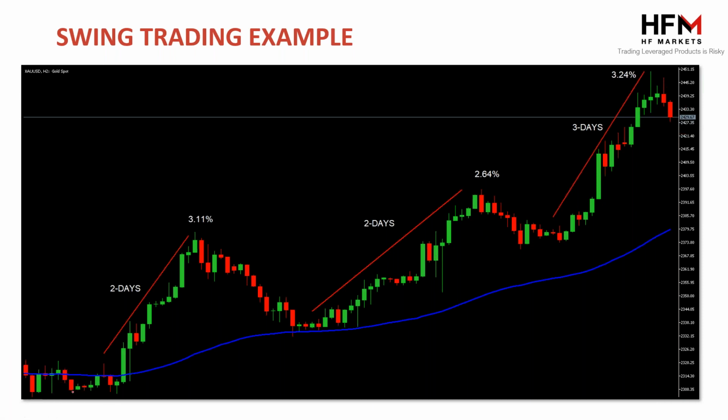Now, there are larger advantages to solely concentrating on the impulse waves and not attempting to trade the correcting waves, at least until you gain some more experience. Why? Because very simply, ladies and gentlemen, you'll want to take advantage of the larger price movements. Now, if we were trading short term, then this is quite a large price movement. There's lots of time and lots of volatility there for us to take advantage of.